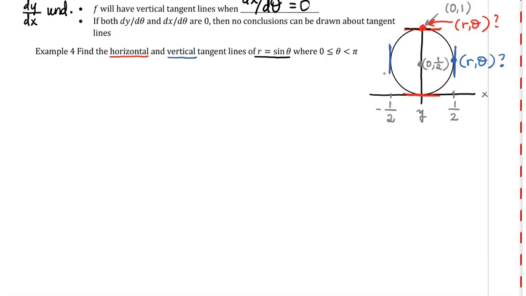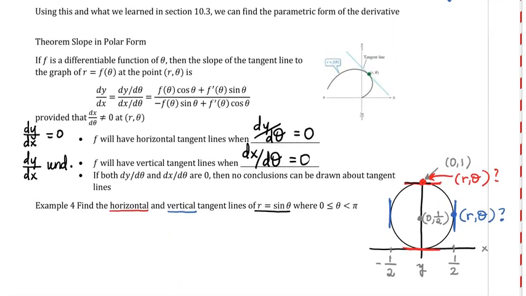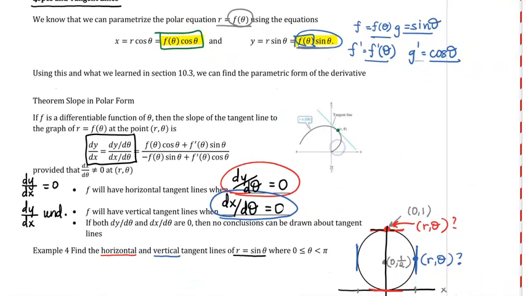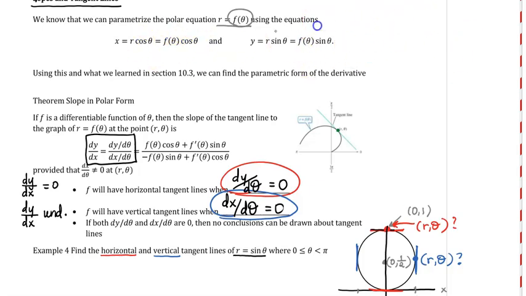So let's get started with writing the parametric equations, because remember, to do this, we need the representation of dy/d theta and dx/d theta, because it is where dy/d theta is equal to 0 that we will have horizontal tangent lines, and where dx/d theta is equal to 0 that we will have the vertical tangent lines.